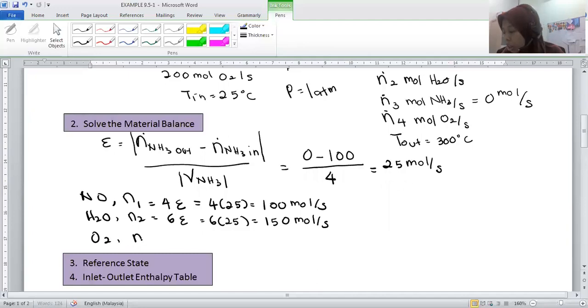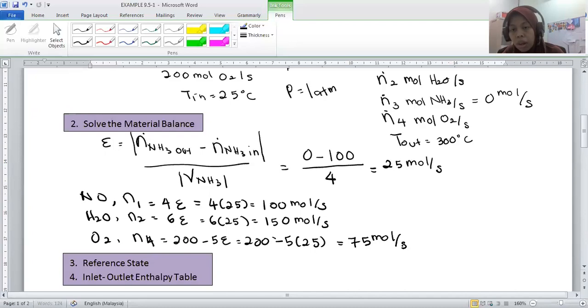Finally is the oxygen, N4 in our figure. The inlet for oxygen is 200 minus the stoichiometric value 5 times the extent. So 200 minus 5 times 20, you will get 75 mole per second.